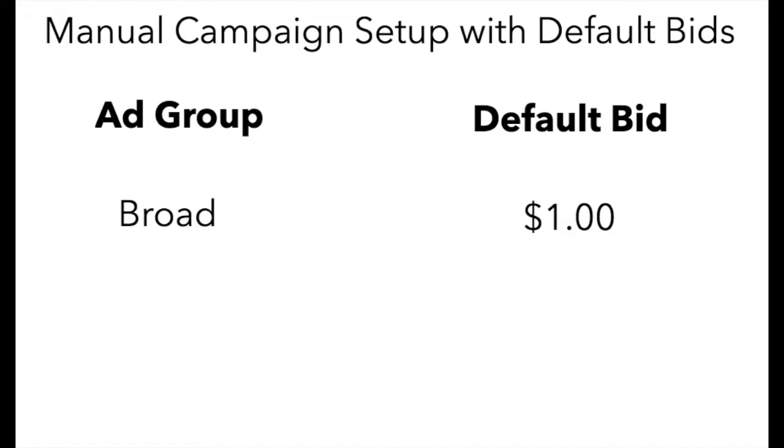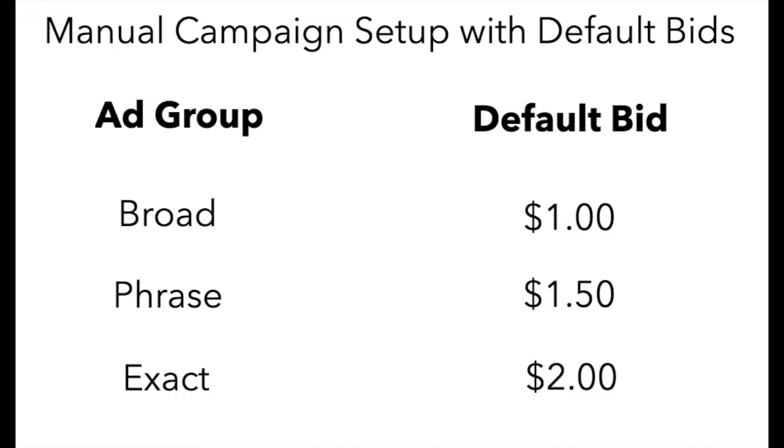So take all your keywords and put the exact same keywords in the exact, the phrase, and the broad ad groups. And then from there, you're going to set your bids accordingly. So you want to set your bids for the broad at about $1. So your average default bid should be $1. For the phrase, you're looking at about $1.50. And for the exact campaign, I would recommend $2 to start. Again, these are just the default bids, and this is just a start. You'll adjust once you get more data.